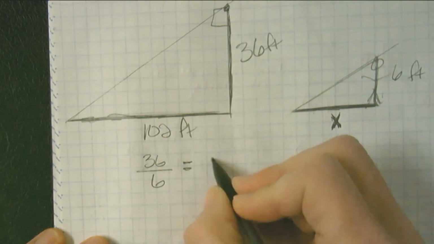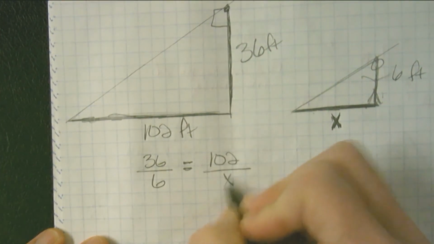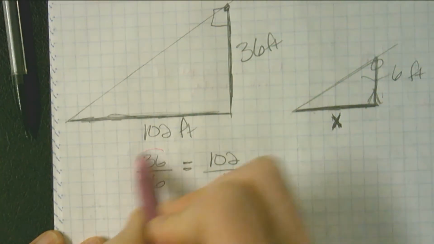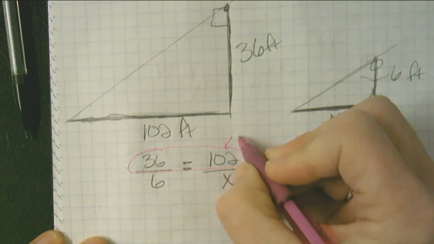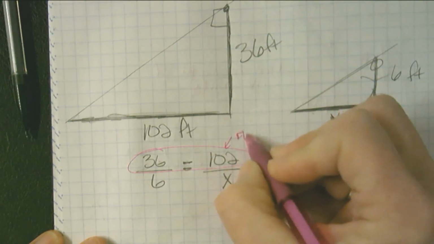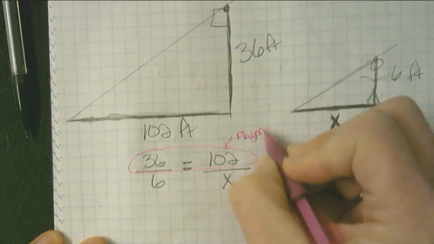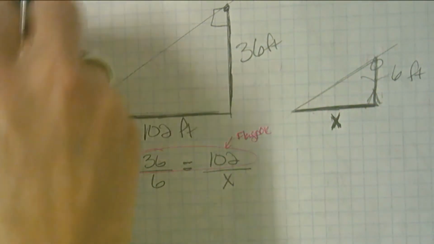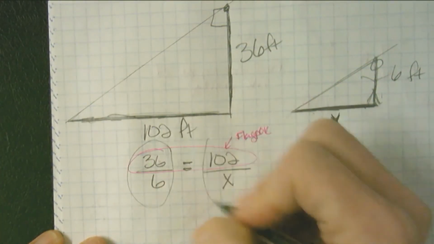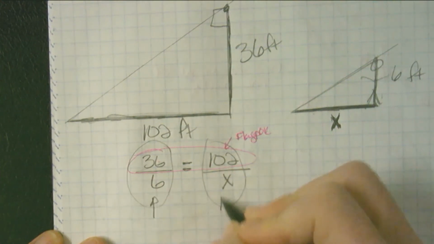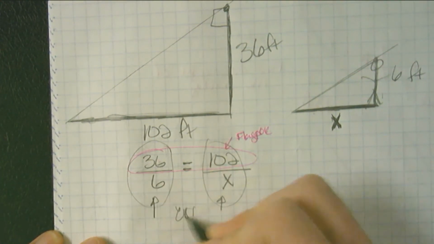Equals. Yeah, so 36 over 102, 36 and 102, that's from the flagpole. And each of these things, each of the fractions are being made by corresponding sides.